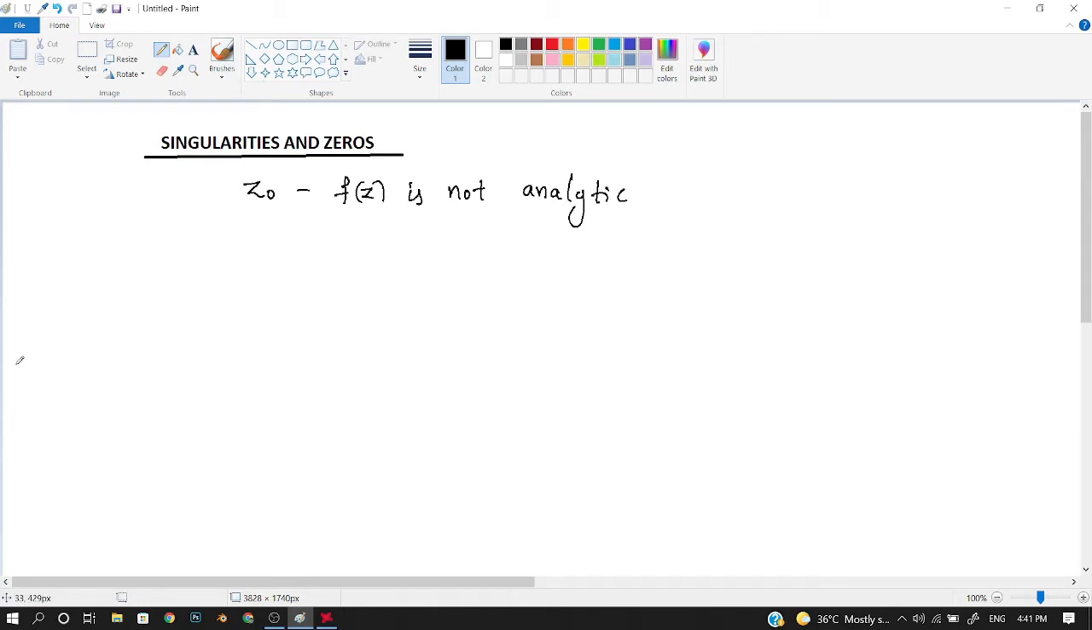Now, what is meant by zero? A zero of the function f of z is a point at which f of z is equal to 0. Laurent series is used for classifying singularities, whereas the Taylor series is used for discussing zeros. Now we can discuss isolated singularity.